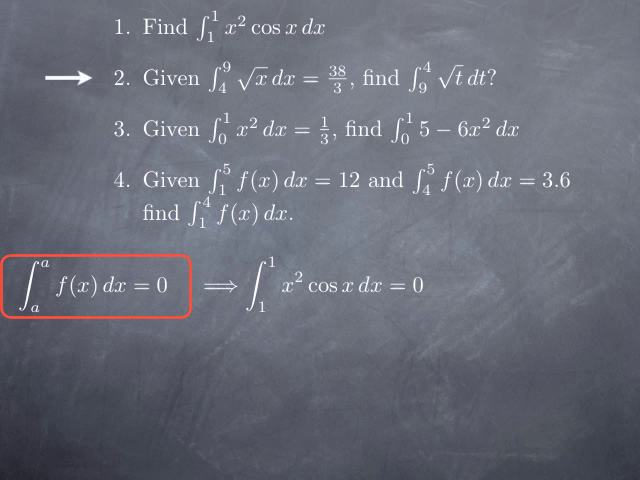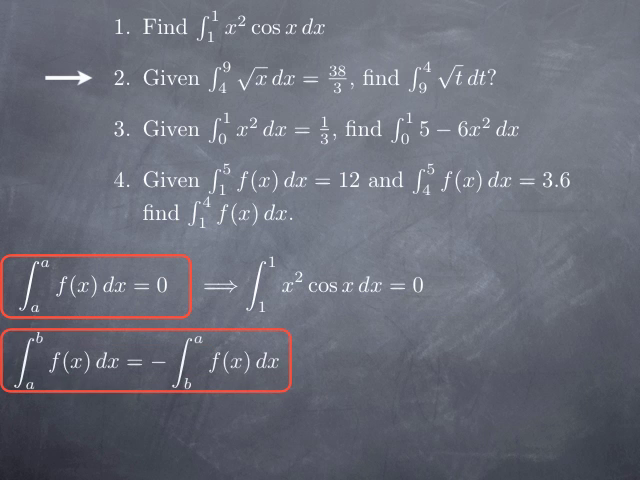In the second question, we're asked to find the integral from 9 to 4 of square root of t dt, knowing that the integral from 4 to 9 of square root of x dx is 38/3. We've seen that if we integrate from a to b, we get the opposite of what we obtain if we integrate from b to a. So in particular, the integral from 9 to 4 of square root of t dt is the opposite of the integral from 4 to 9 of square root of t dt.